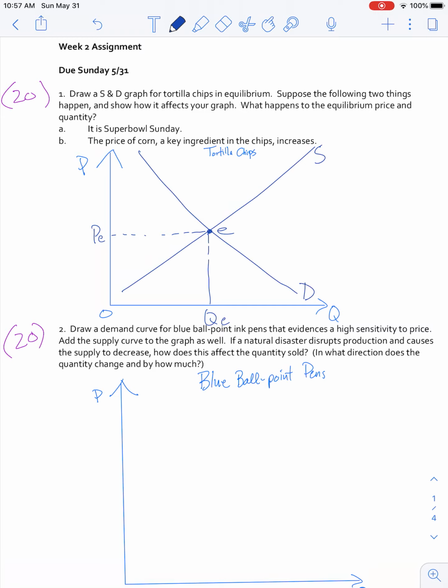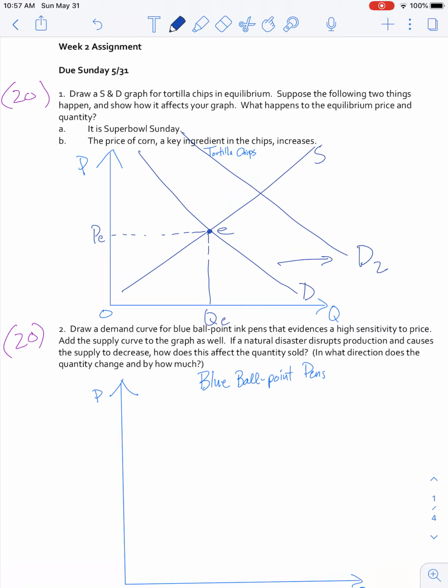How do we show an increase in demand? That is a rightward or outward shift, right? At any given price, the quantity demanded is larger. So we're going to draw this, and I'm going to call this D2 and indicate that there is an increase in demand, an outward shift in demand.